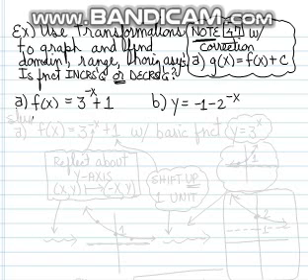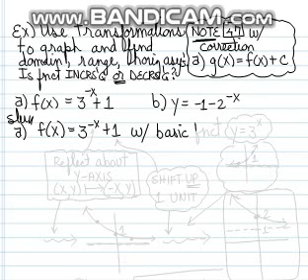We're going to use transformations to graph and find the domain, range, horizontal asymptotes, and answer the question, is the function increasing or decreasing? We'll start with part A. That function, f of x, has a basic function. Let's remember, the basic function is y equals 3 to the x.